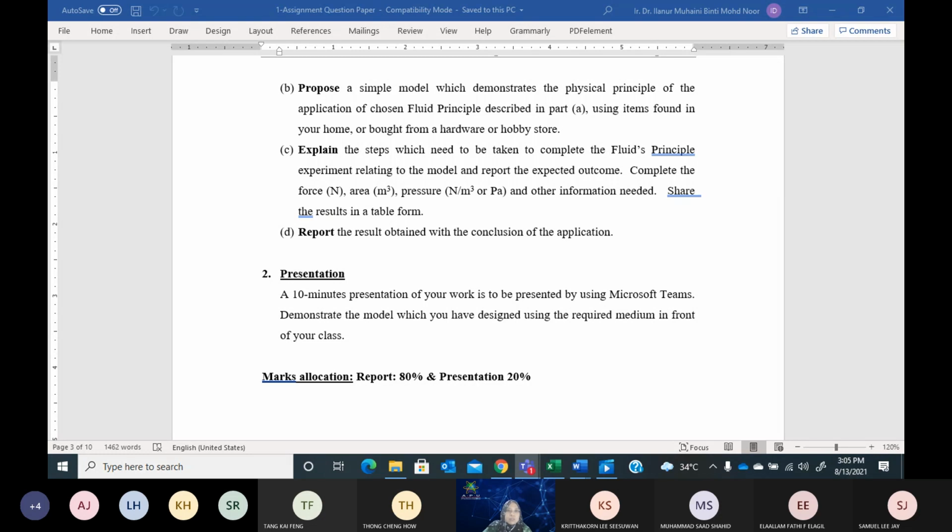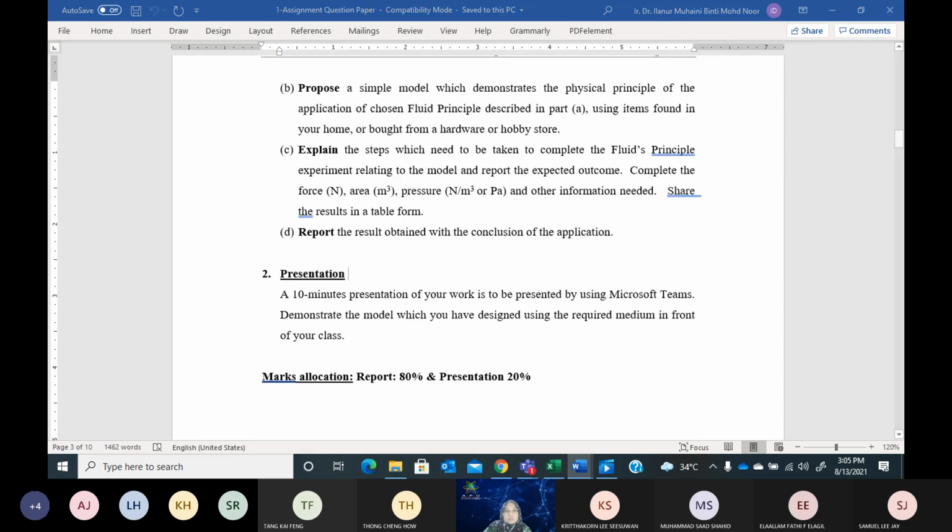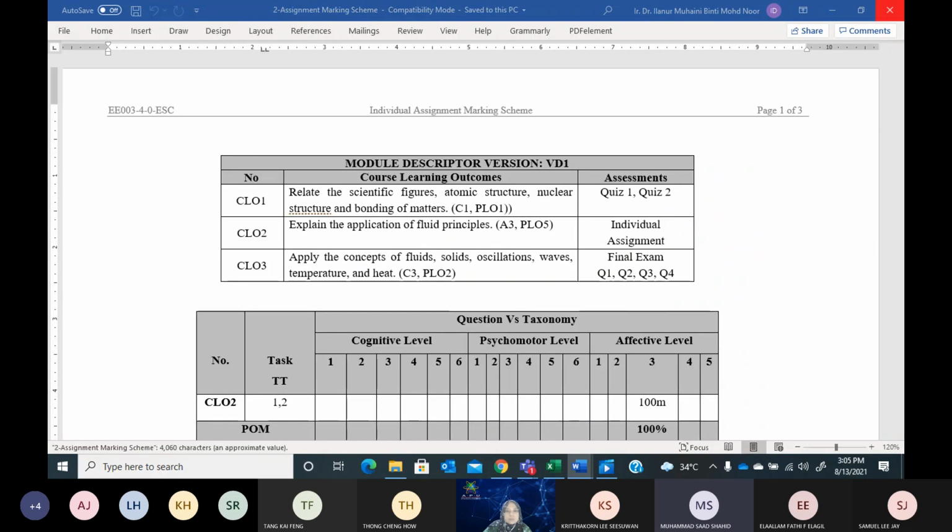Okay, let's look at the marking scheme. Not this one. Wait. Hello, ma'am. You will teach us how to make this? Yes, yes. Wait.